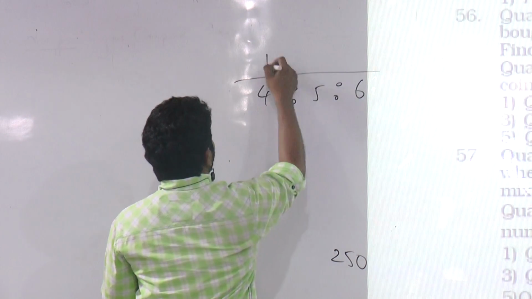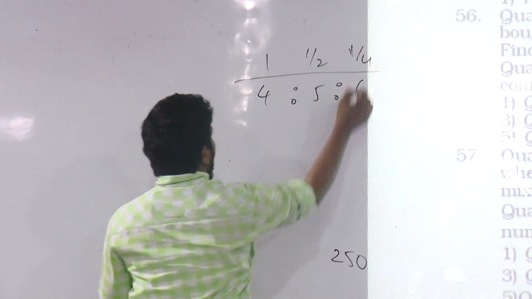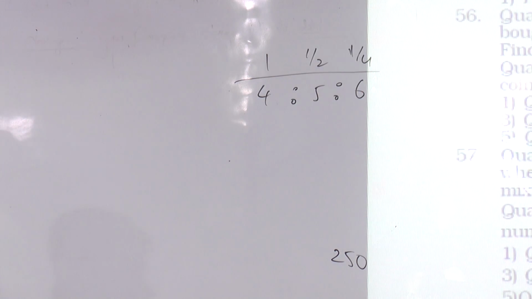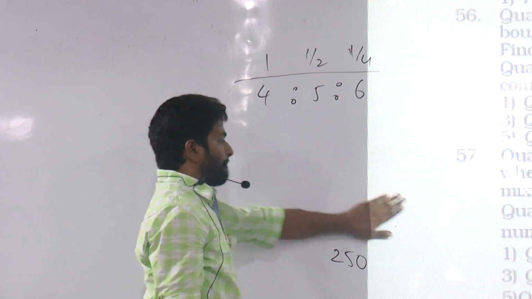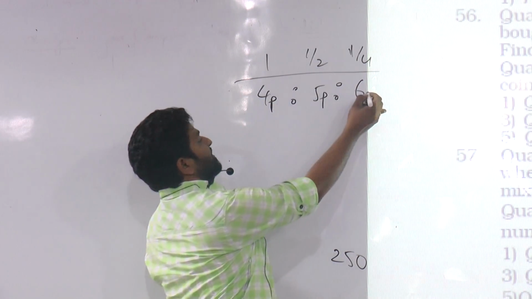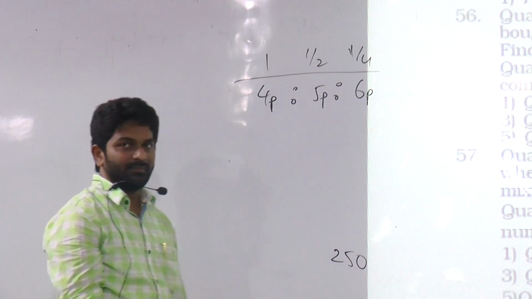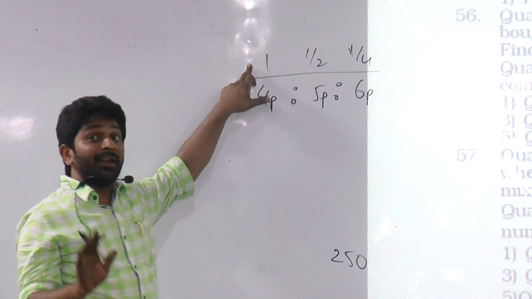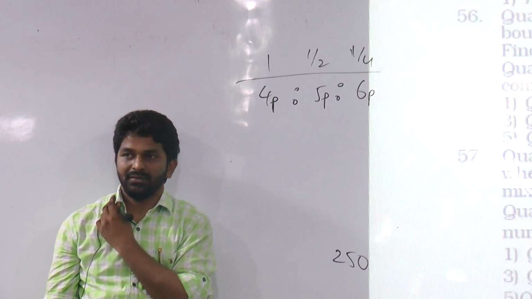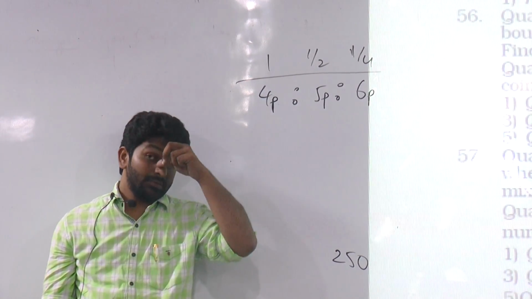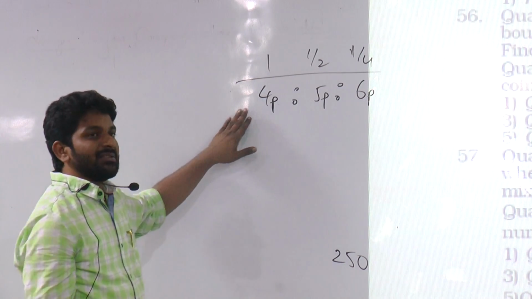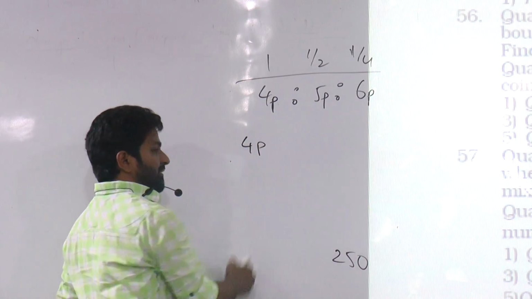4:5:6. These are 1 rupee, half rupee and then 25 paise coins. What is the total number of 25 paise coins? Let's say we have 6 parts of coins here, 5 parts coins here, 6 parts coins here. If you have 10 1 rupee coins, what is the total amount that you have? 10 rupees. If you have 20 coins, X coins, X rupees. 4 parts coins, 4p rupees.